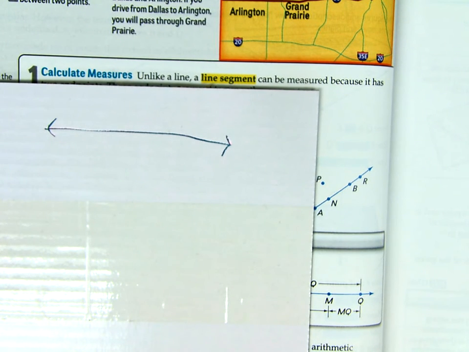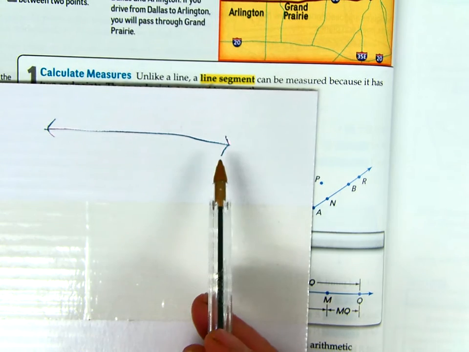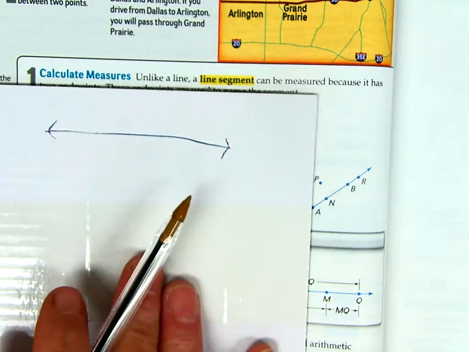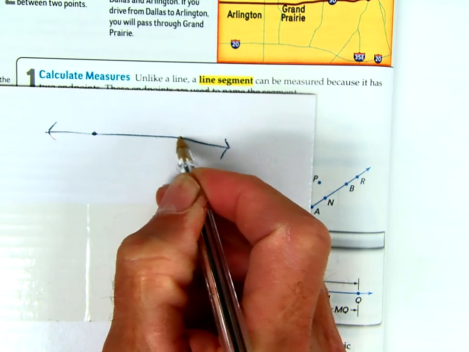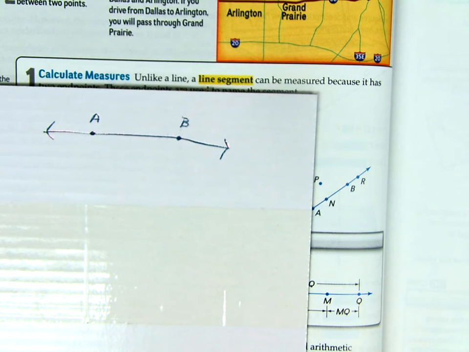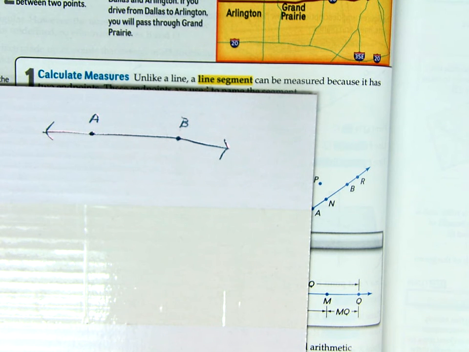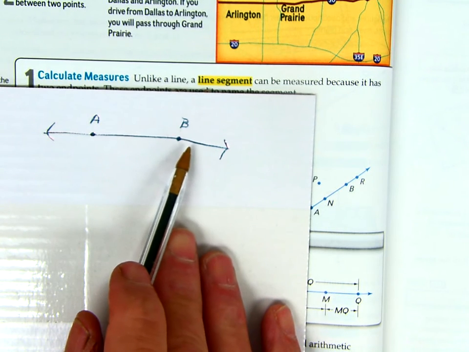Once we put the 2 arrows on each end, that means it's a line. It will go off to the left to infinity. It will go off to the right to infinity. I can take a portion of this line by identifying 2 points and labeling it. The distance between A and B represents line segment AB. A segment has a definite place to start and a definite place to stop.